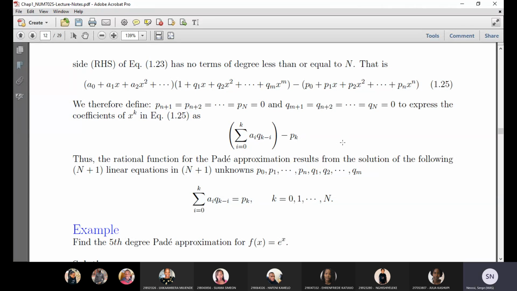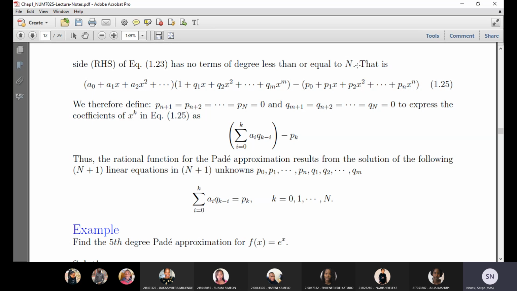Now, in this expression, we assume that we extended all the p's, because remember that we have a finite term here, but this one is infinite. So we will assume that all the terms that exceed m and n are zeros. All the terms in p that exceed n, that is p n plus 1 up to p capital N, are 0. And for q, from m plus 1 to capital N, also 0. Because when we write this, we assume that our k will run from 0 to capital N.